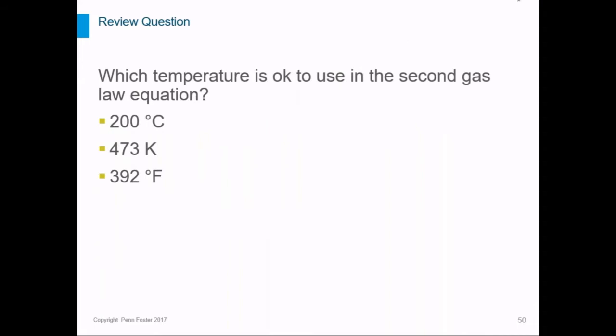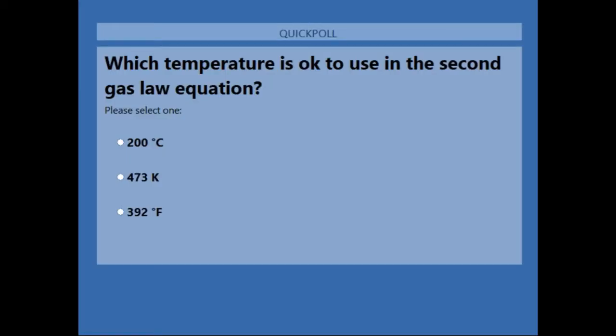All right, so we have one more review question before we end this. So which temperature is okay to use for the second gas law equation? So our options are 200 degrees Celsius, 473 Kelvin, and 392 Fahrenheit. Those are actually three different ways to say the exact same temperature, but which one do we use when we're talking about gas laws? So I'm going to stop talking so you can vote.